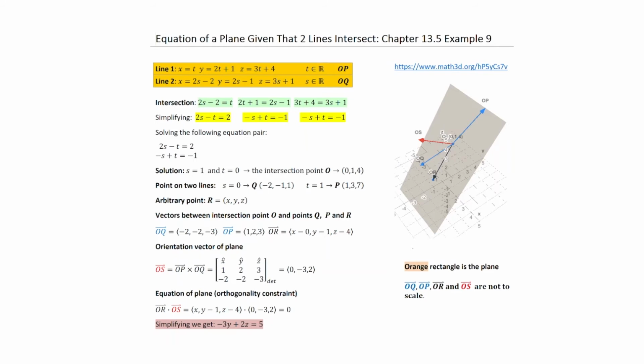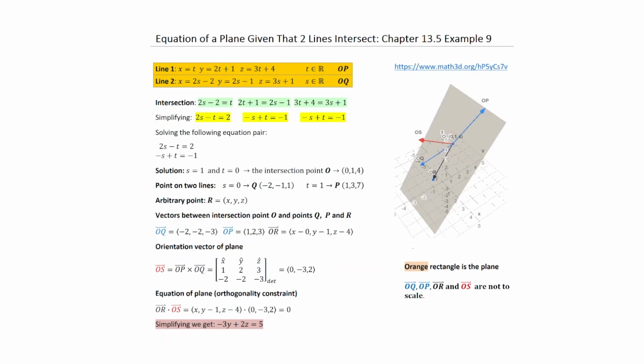So the solution for those two equations, which are these here, is s equals 1 and t equals 0. So if you substitute in for s equals 1 and t equals 0, you can establish what the intersection point is, and that would be 0, 1, 4. You can substitute into either the equation of the first line or the second line. It really doesn't matter. Okay, so we have the intersection point.